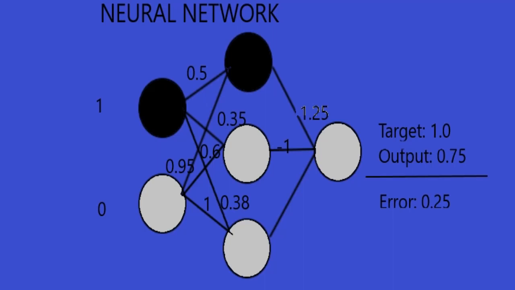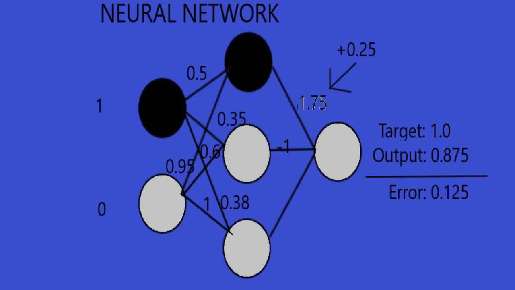Well, let's try adding 0.25. Okay, there we go. That's now 0.75. Then we can calculate the new output, and you can see the error decreased. The new error is 0.125, and the old error was 1.25. So, as you can see, the error has decreased. That's great. Now, how do we do this exactly?